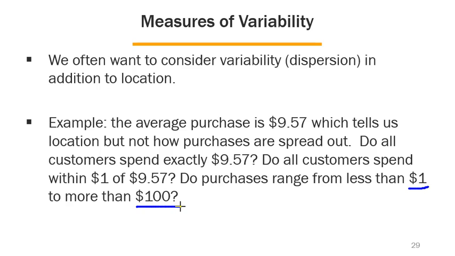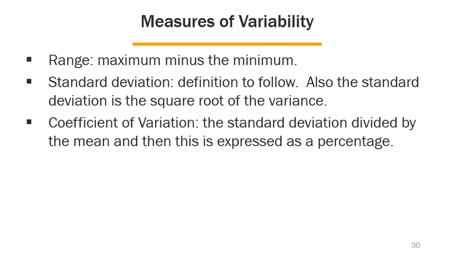So we want to think about what are some ways that we might be able to measure this variability to distinguish between these three cases. Everybody spends the same amount, everybody spends within a little bit of the same amount, or there's actually quite a bit of variability. How might we do that? There are a few different ways that we can measure this. We'll go over some of them here.